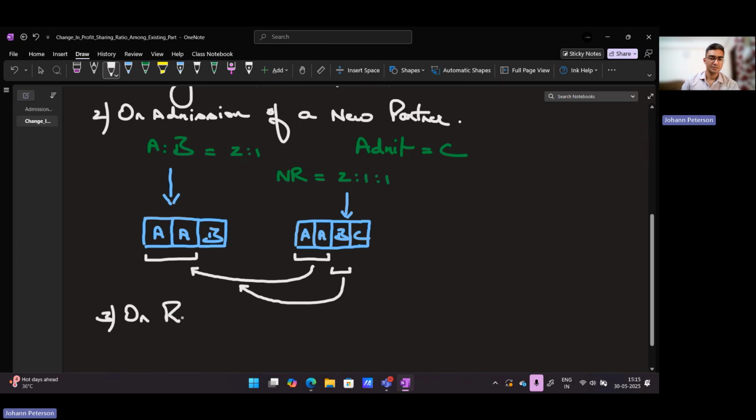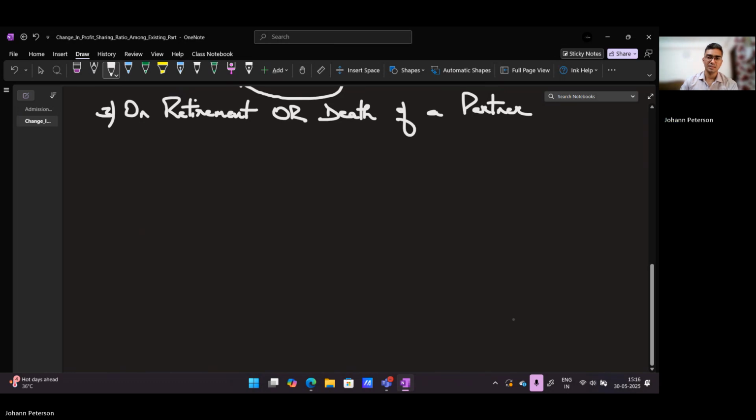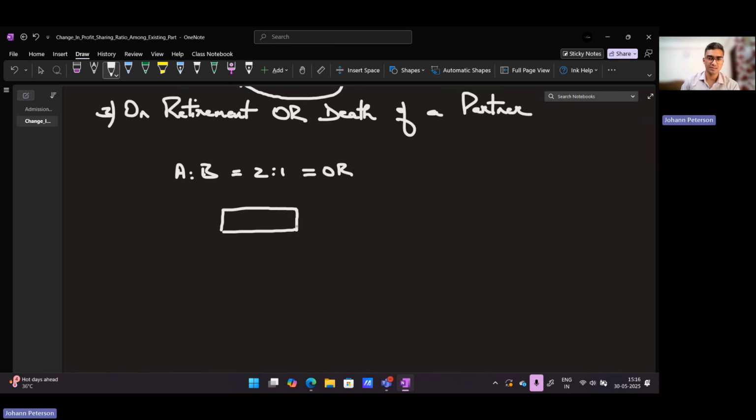Another case is on retirement or death of a partner. So what happens on the retirement or death of a partner? Let's take the previous example. Let's say there were two partners, A and B. Their share was 2:1. This is their old ratio. Now, if I draw it diagrammatically, the same way, I take the same sized square. So this is A, and this is B. A is getting two parts and B is getting one part.